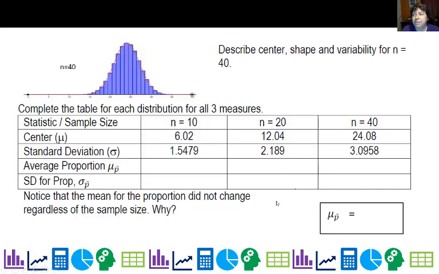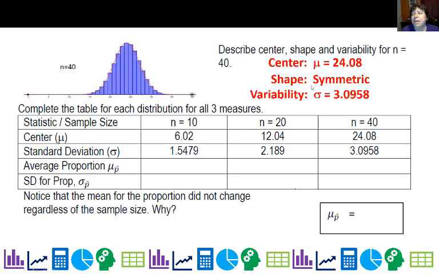Finally, we have a sample size of 40. And here we would expect twice as many as last time. So we have about 24.08 is the average we would expect would be passing the AP stats test in a sample of 40. It's very symmetric now, still not perfect, but looking a lot more like a bell curve or a normal distribution. And the variability, even though it looks even tighter than the ones above, is slightly larger on an absolute basis. And we'll get to that in a little bit.